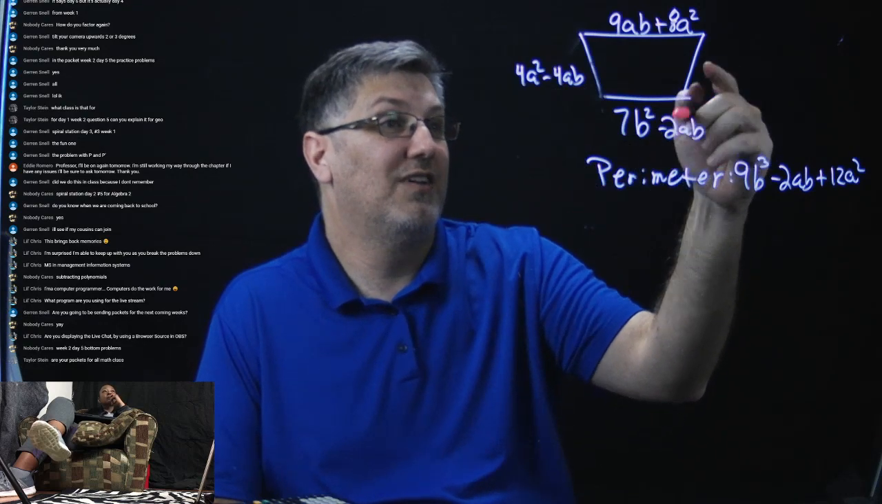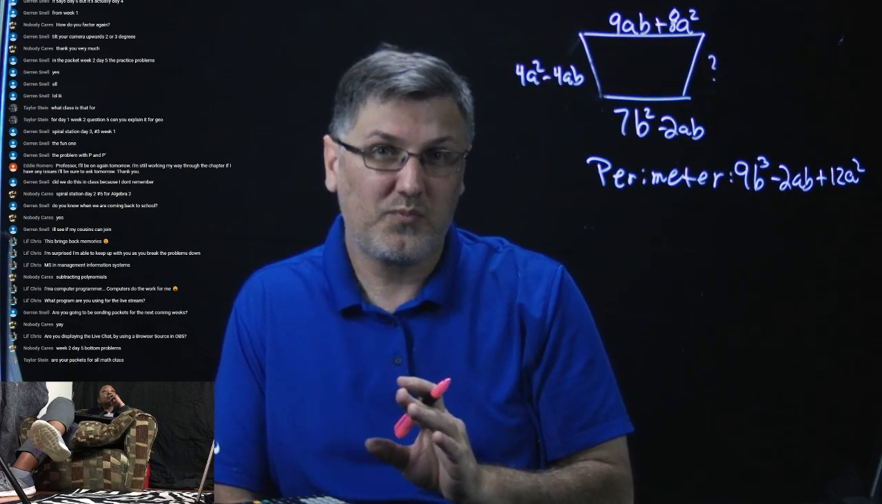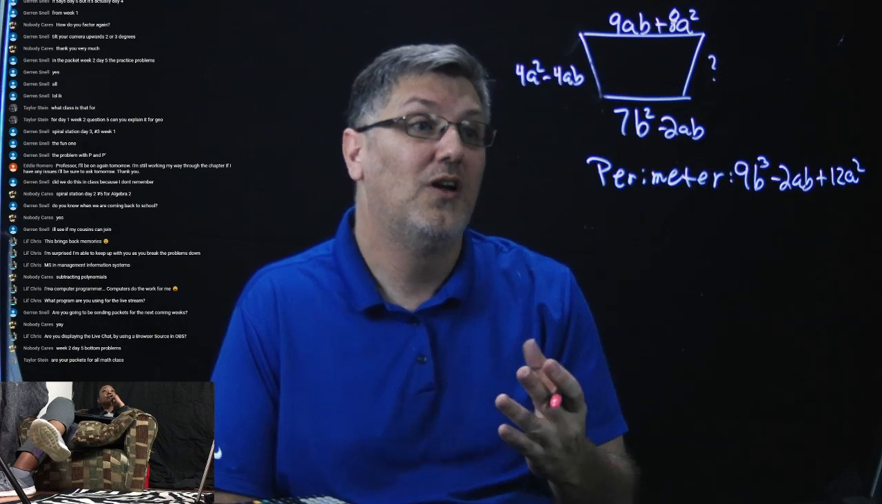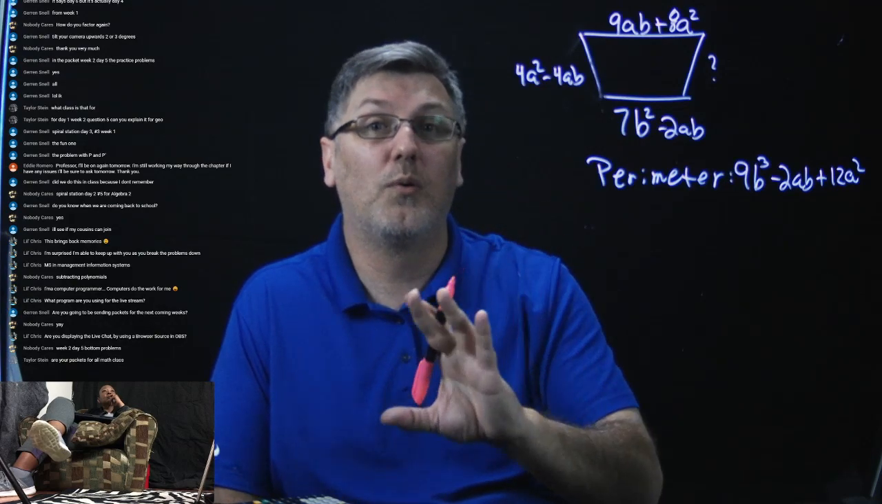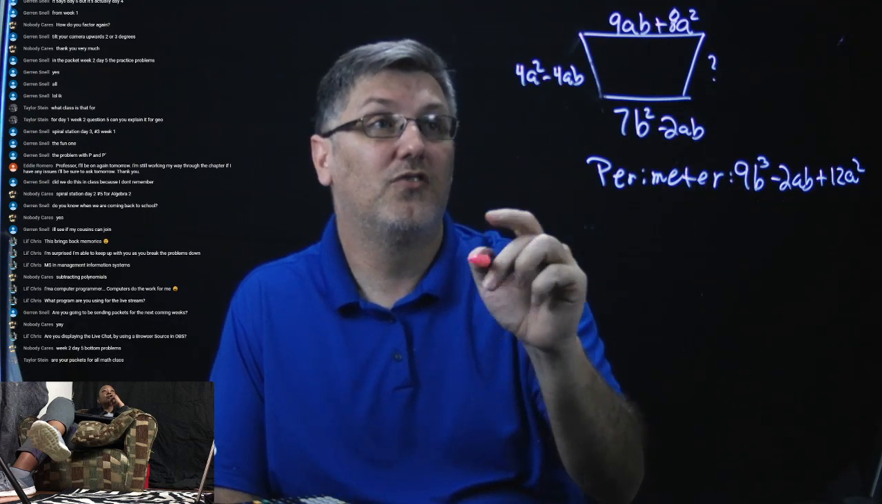So I don't know what this is right here, so I'm going to put a question mark there. And I want to solve for the question mark. And when I solve for the question mark, I'll have my answer. So I'm going to set this up where I'm going to add all my sides, and that's going to equal my perimeter here. So let's just start here.